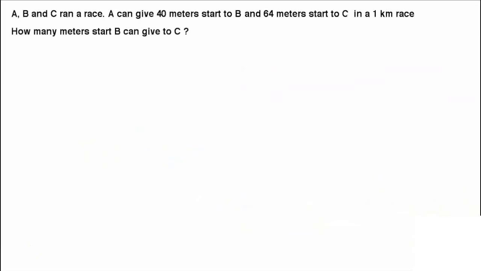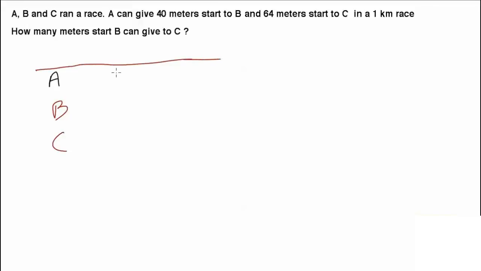A, B and C ran a 1 kilometer race. A can give 40 meter start to B and 64 meter start to C in a 1 kilometer race. How many meters start B can give to C? So first of all, I will write it as A, B, C. There are these three competitors.